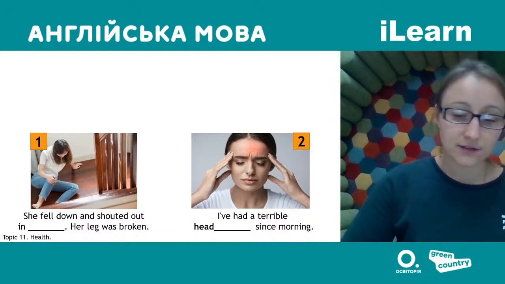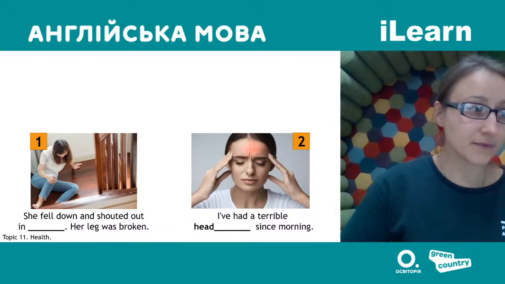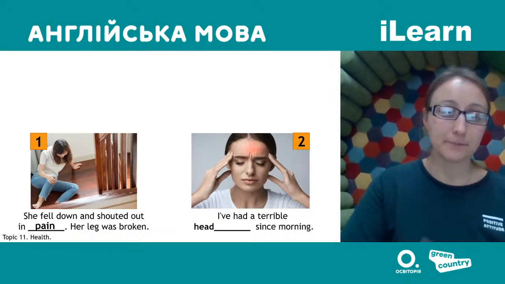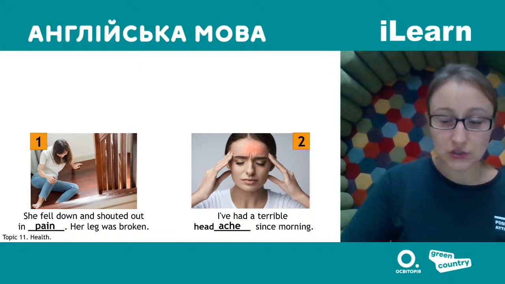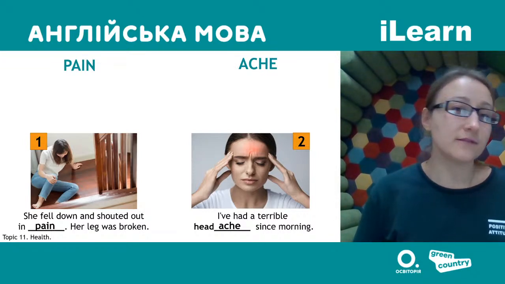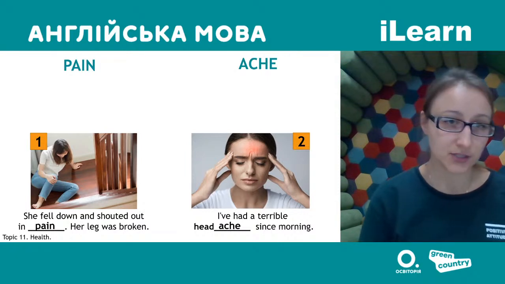I say the correct answer to the variant 2, but what about number 1? That's right. Thank you so much. The first one is pain and the second one is ache. These two words actually have the same meanings. І це біль. What's the difference? Яка ж різниця між ними?